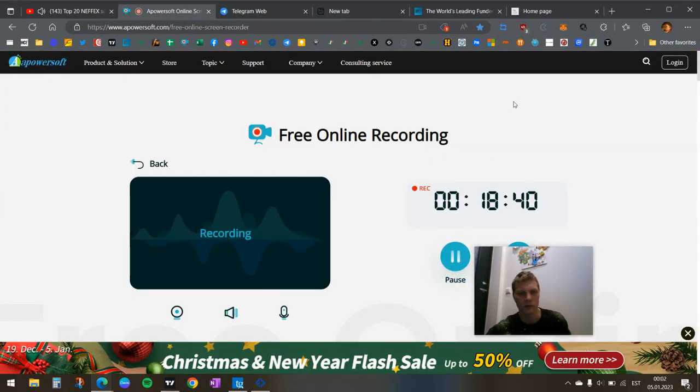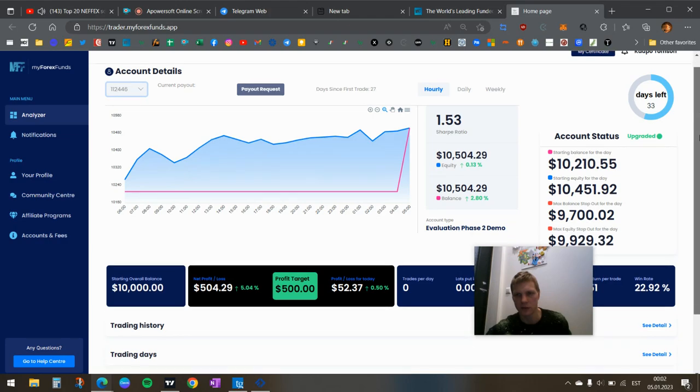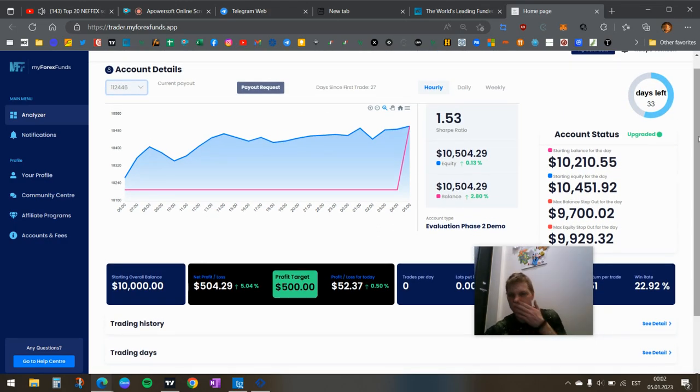Let me log in. Okay, so this is an old challenge I took, which I actually passed. Wow, really? Oh, that's the evaluation step two, which means I have had two funded My Forex Funds accounts. First account, after I got my live account, I didn't get a single trade in blue and I lost it. With the second account, I got a payout of $700. That's why I know I can do this.